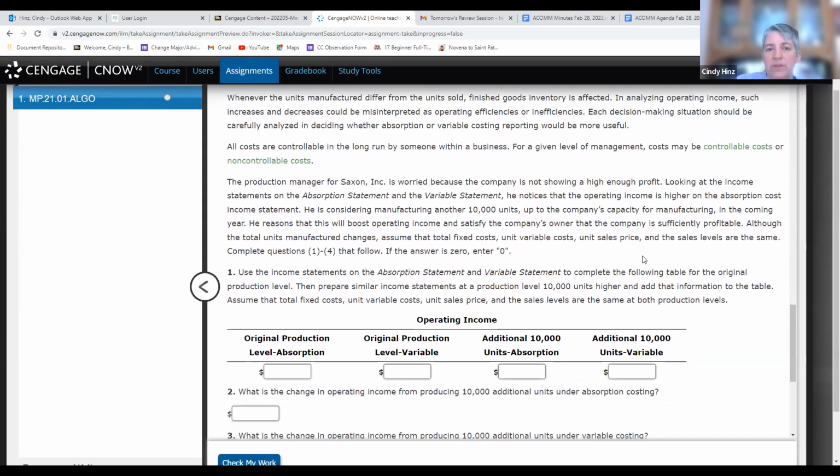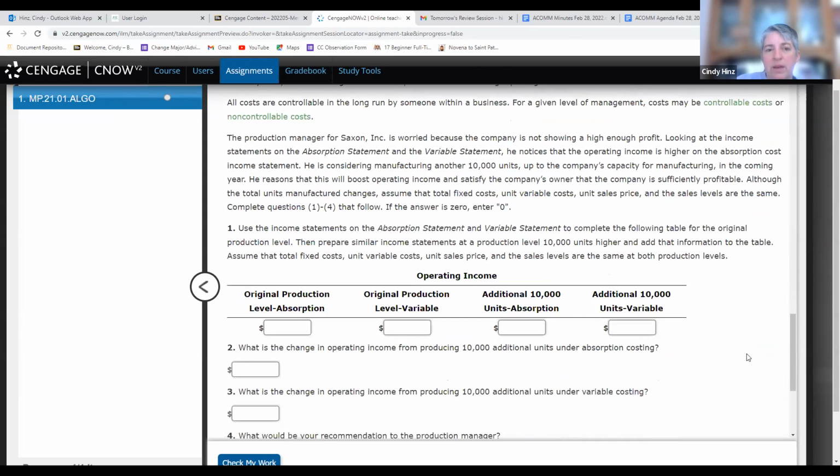The production manager for Saxon is worried because the company is not showing a high enough profit. Looking at the income statements on the absorption statement and the variable statement, he noticed that the operating income is higher on the absorption cost income statement. Well, why is that? Because they produced for inventory. And so by producing for inventory using absorption costing, that allows them to shift some of those fixed manufacturing costs onto the balance sheet as an asset rather than expensing them in the year in which they're incurred.